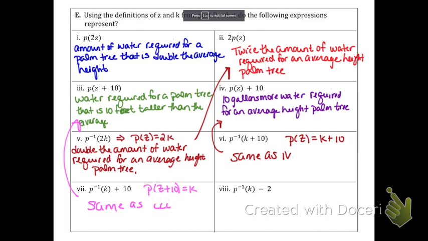And then 8 says the inverse P of K minus 2. So this means P of Z minus 2 will equal K. And so that 2 is the height being subtracted, so it's shorter. So this is the water required for a palm tree that is 2 feet shorter than the average.